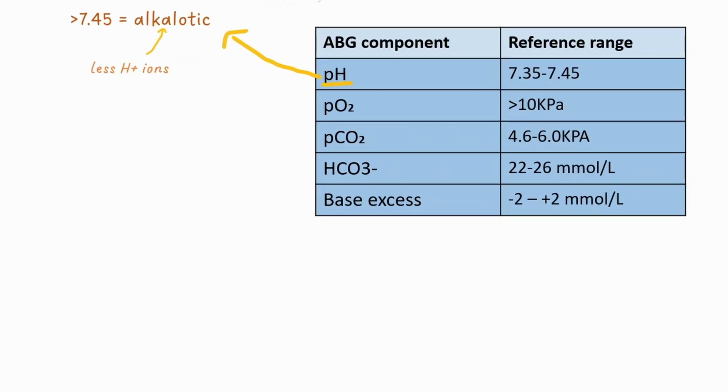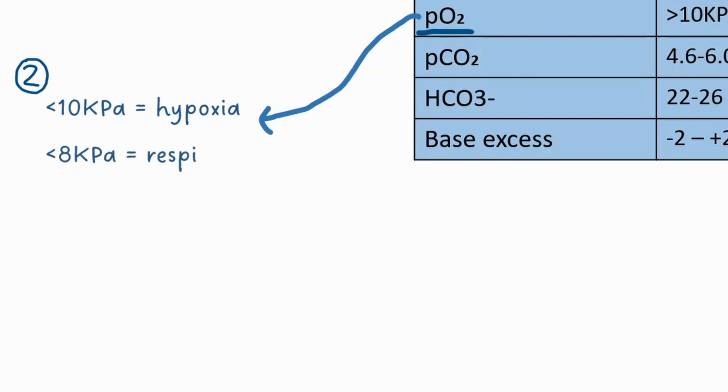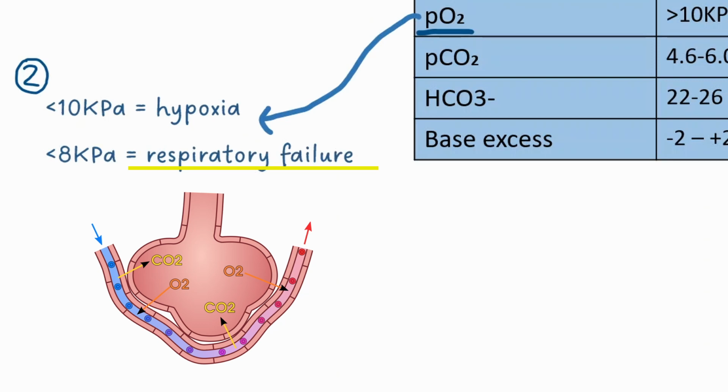The second result to check is oxygen, which is measured in kilopascals, a unit of pressure. Oxygen under 10 kilopascals means the patient is hypoxic, and under 8 is called respiratory failure. In other words, the gaseous exchange in the lungs is not efficient enough to meet the demands of the body. Respiratory failure is a really worrying sign and can happen in severe lung conditions.